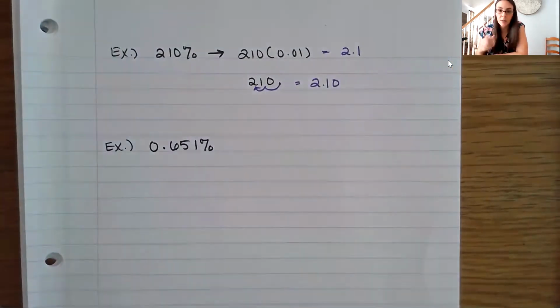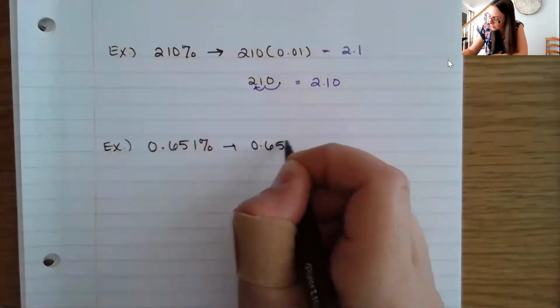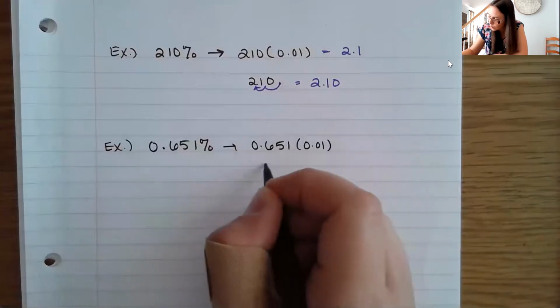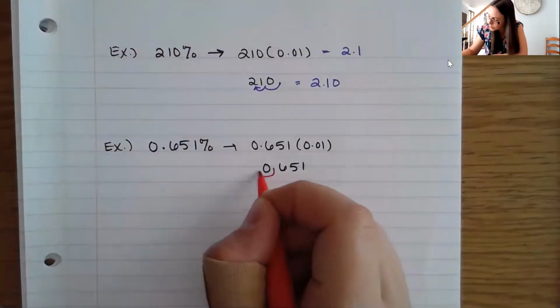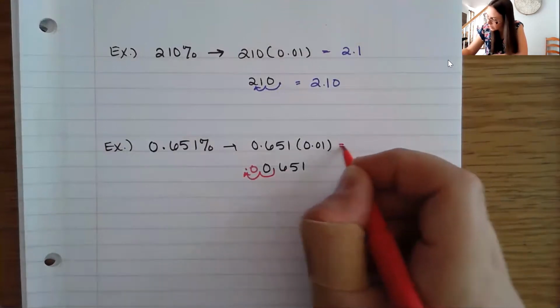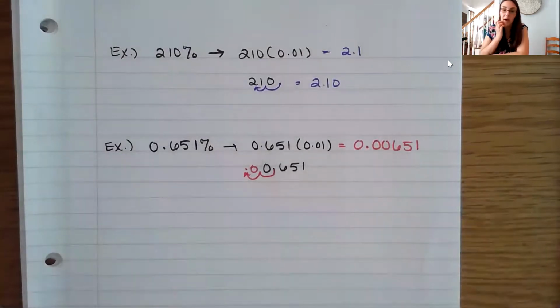Maybe I have 651 thousandths, excuse me, of a percent. So again, I would just take that 0.651, multiply by 0.01, which really means to take that decimal point 2 spots left. 1, 2. 0.00651. And again, you can always put that leading decimal out front.